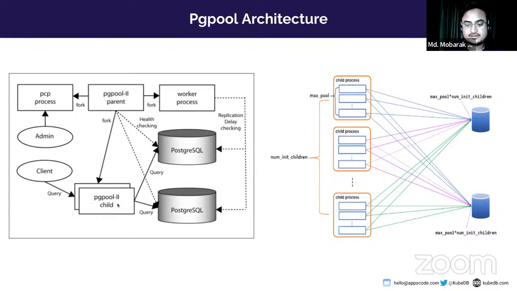And the main process here is the child process. This child process will do the connection pooling, the connection handling, and all the necessary steps. The number of child processes can be configured in the Pgpool config. Also, we have a connection pool here for each child process.